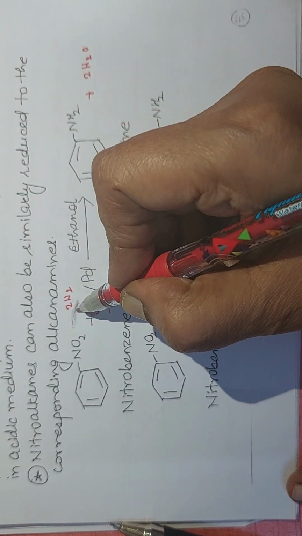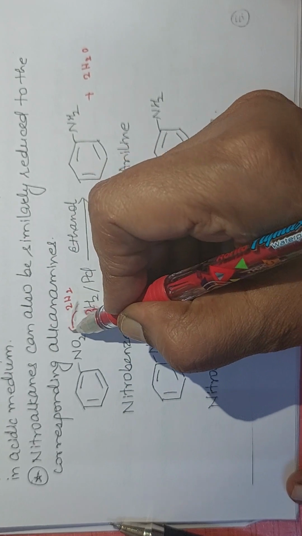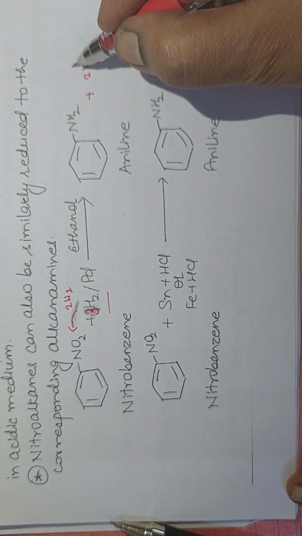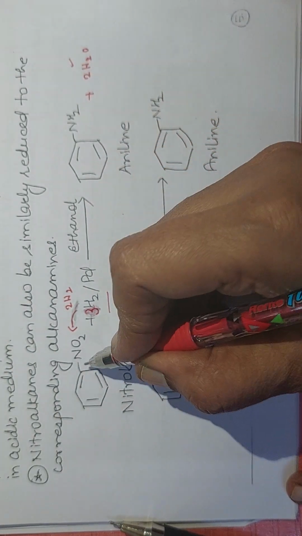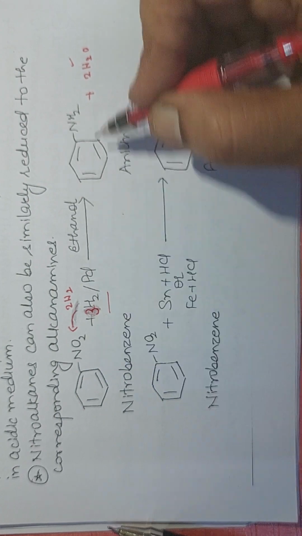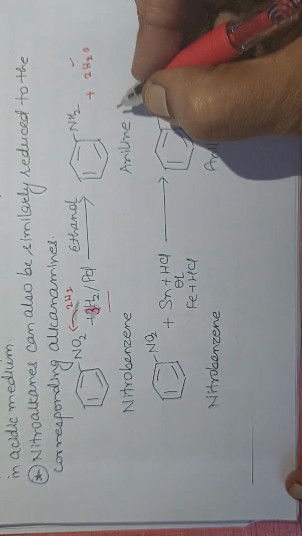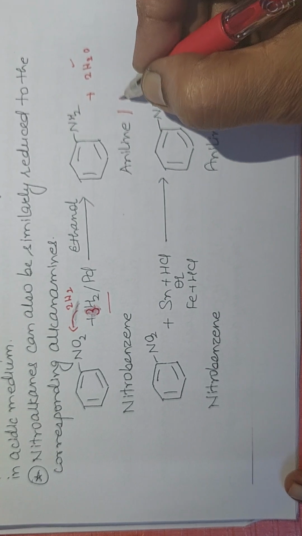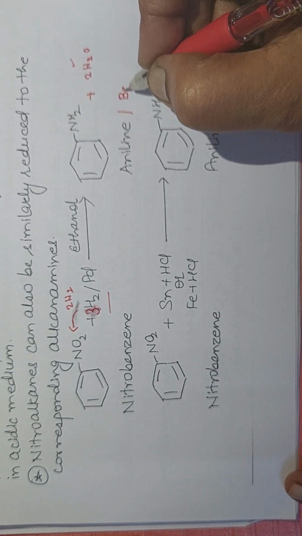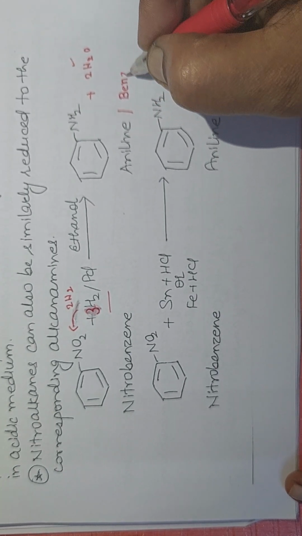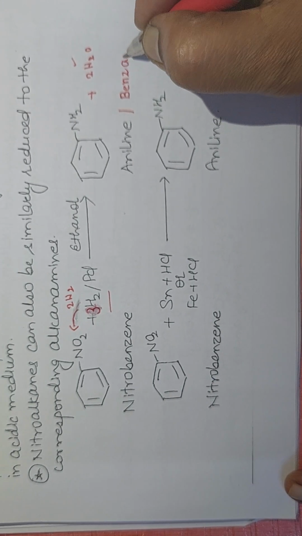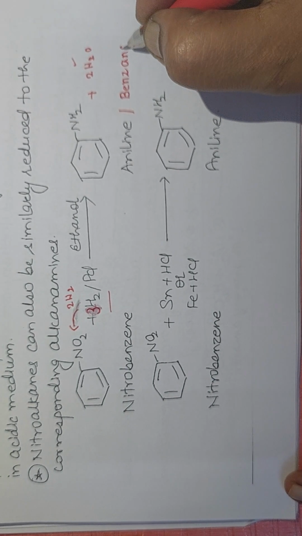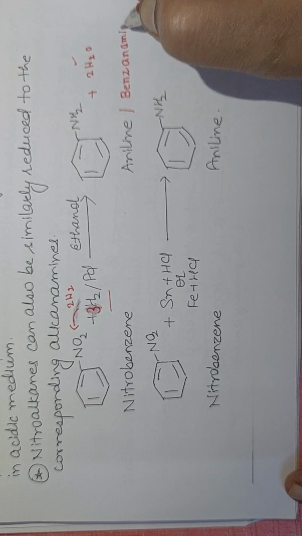2 hydrogens will be added to oxygen and get eliminated as water. The remaining 1 hydrogen is added to nitrogen. That will become aniline, or it is also known as benzenamine. Aniline or benzenamine is an aromatic primary amine.